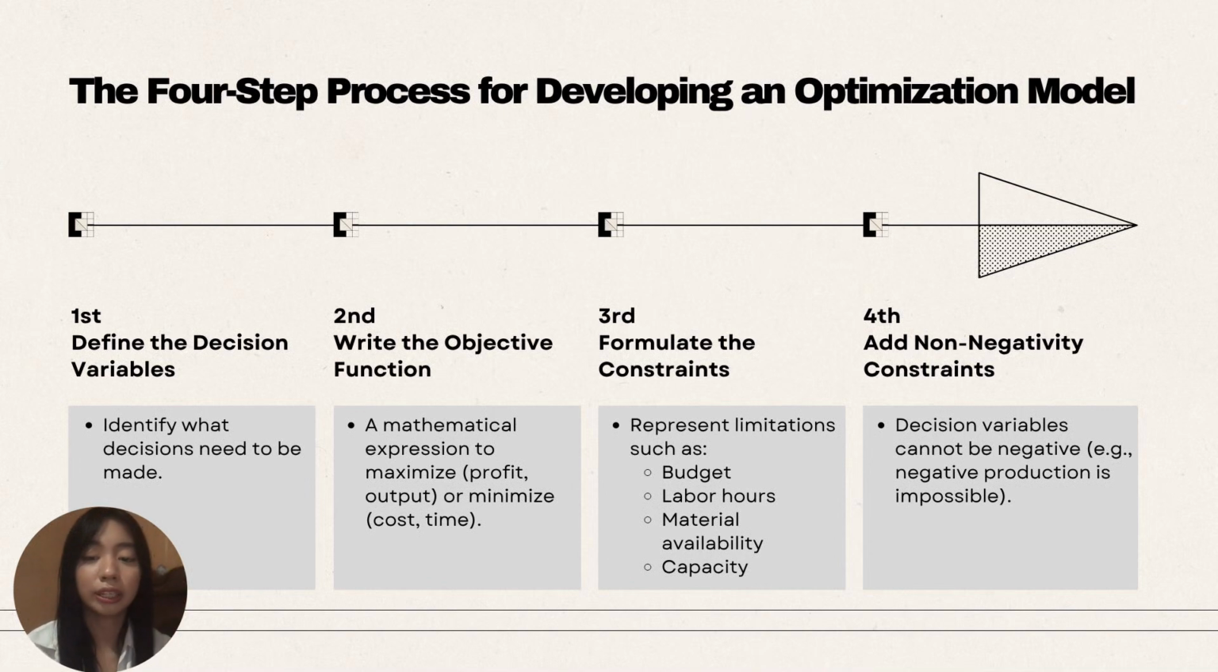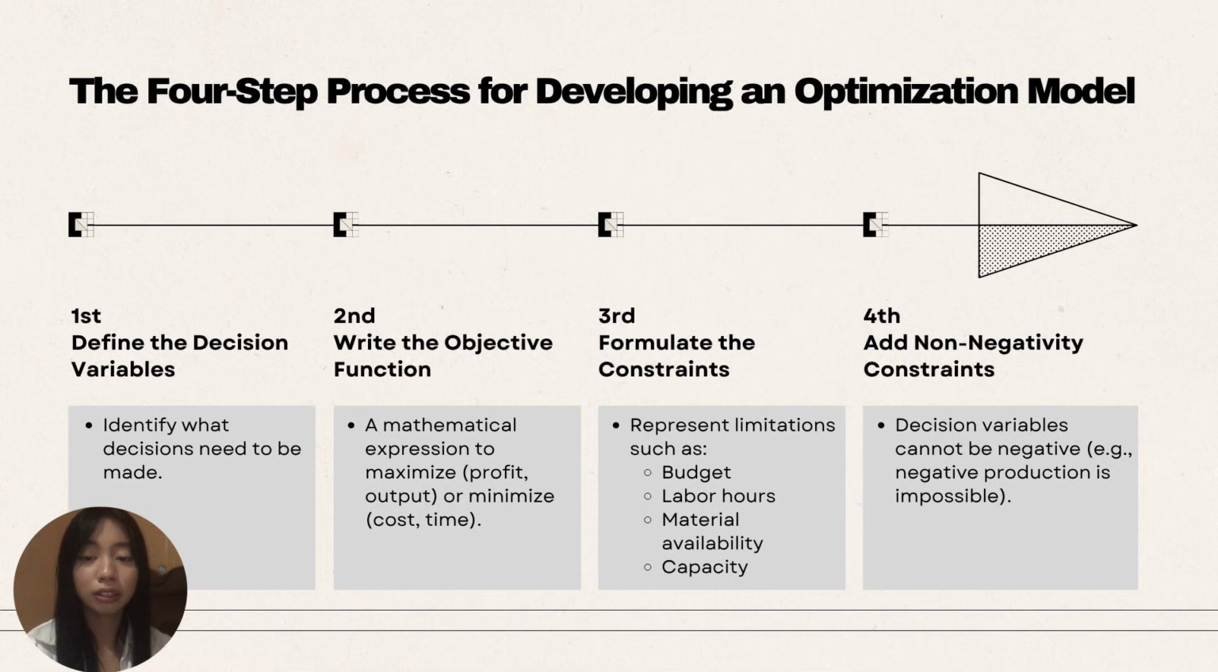The third step is to formulate the constraints. After defining the objective, we create the constraints. The constraints represent the limitations or restrictions in the problem. They include budget limitations, available labor hours, material quantities, or production or storage capacity. The constraints ensure that the solution we find is realistic and achievable within the available resources we have.